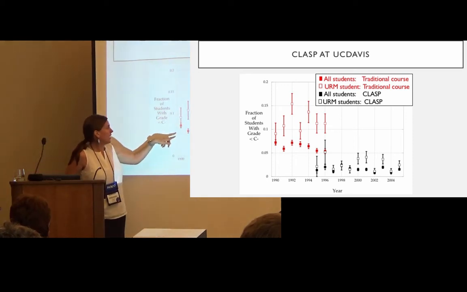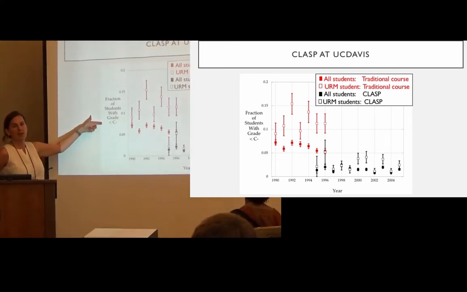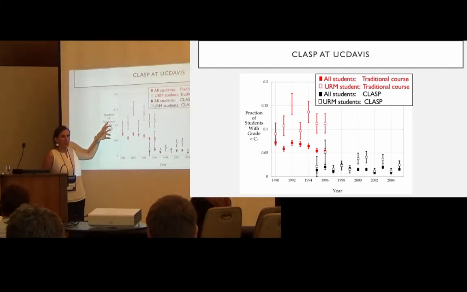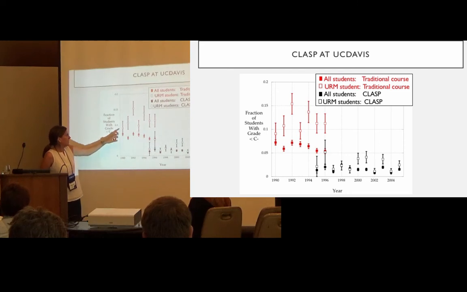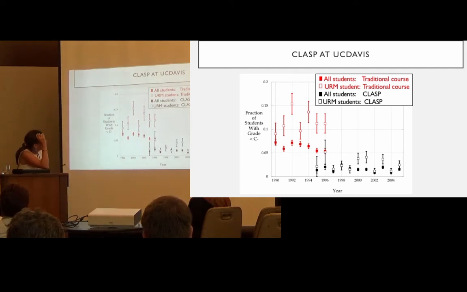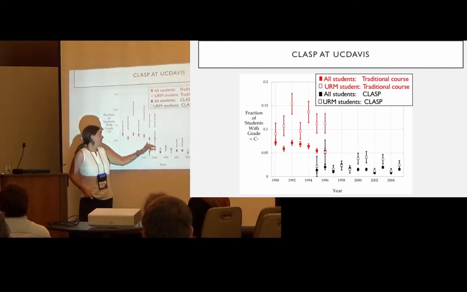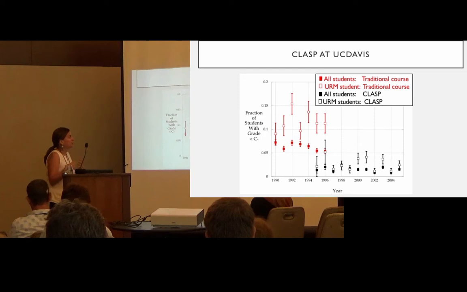And the red dots here represent the fraction of students with a grade lower than, essentially, a failing grade. We have the traditional course, which the CLASP course replaced, in red, and CLASP is the black dots, and the closed dots are for all students, and then we've also highlighted the underrepresented minority students with these open dots. And what you can see is that immediately after the course was implemented, the fail rates dropped significantly for the course. So it has a pretty strong influence on student success in this introductory course. And we have a PERC paper that actually shows that this potentially influenced their retention in the major.